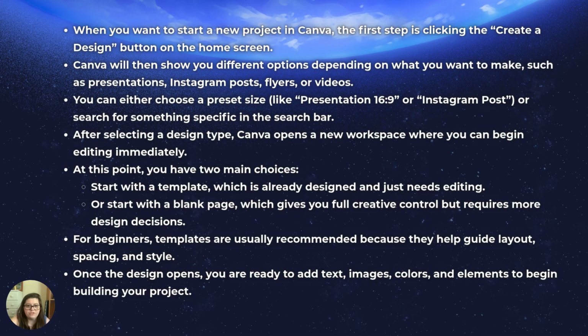When you start a new project in Canva, the first step is to create a design. Canva will show you different options. Pick whatever you want to use. And then after selecting the design type, Canva opens up a new workspace where you can begin immediately. At this point, you have two main choices: to start a template or to start on a blank page. For beginners, templates are usually recommended, but if you want to be really creative and you don't want to have a template, just create your own and add different elements to it.